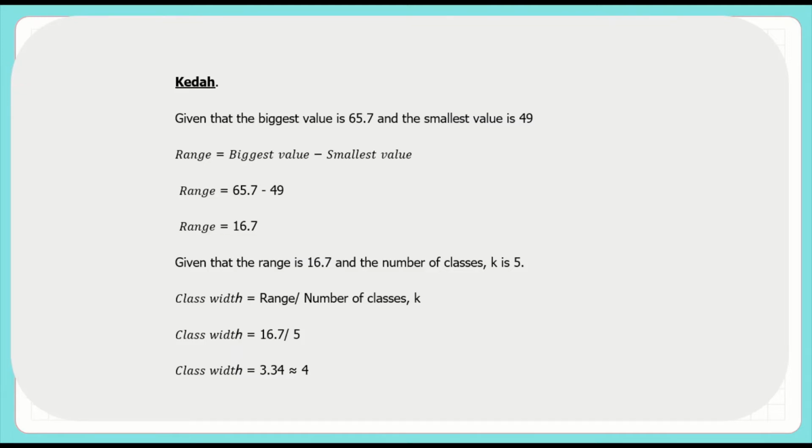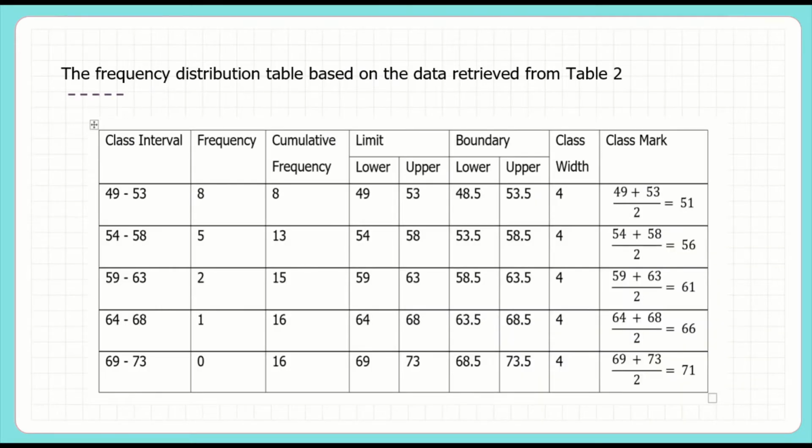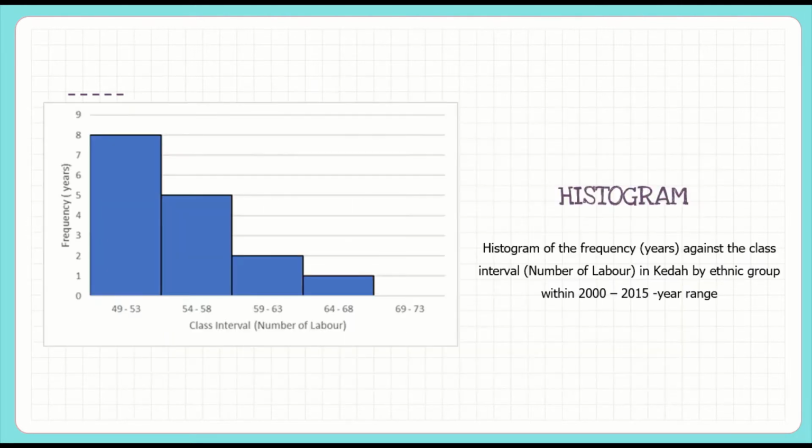Now, moving on with the next state, Kedah, we are going to do the same thing by searching for the range, which is 16.7, and the class width, which is 3.34, which I rounded off to 4. And then for the next slide, we're going to fill in the frequency table as we used to do from the former frequency distribution table.